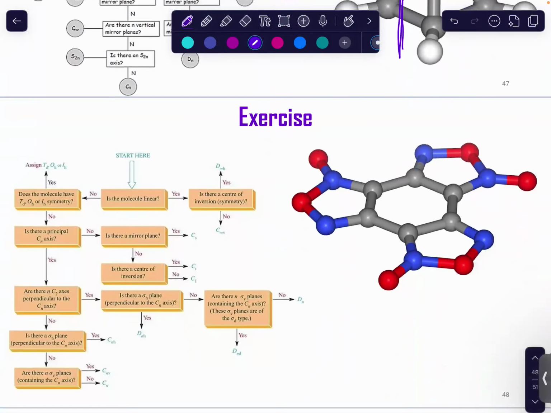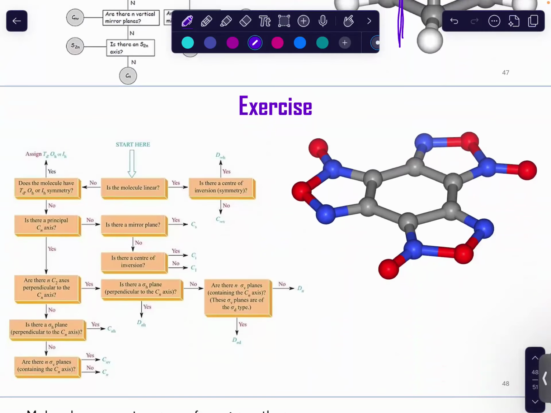Okay, let's try. This one should be a bit more straightforward. I just want to try an exercise using the book's flowchart. Right. It's not linear. I would not say it's tetrahedral, icosahedral, or octahedral. Nope, it is not. Is there a principal Cn axis? That'd be straight down the sixth thing. Are there n C2s? Yeah, because you go down those oxygens for each one. No. Because those little side oxygens make it. Yeah. Okay. So that's a no.